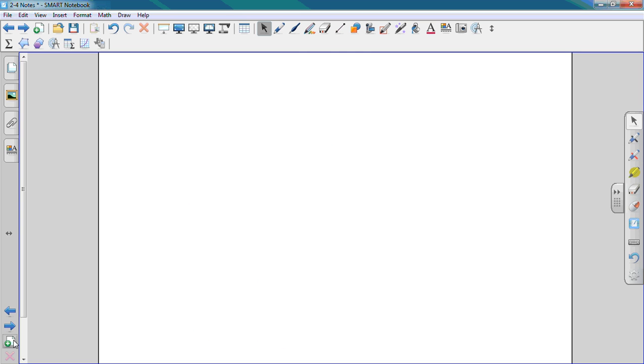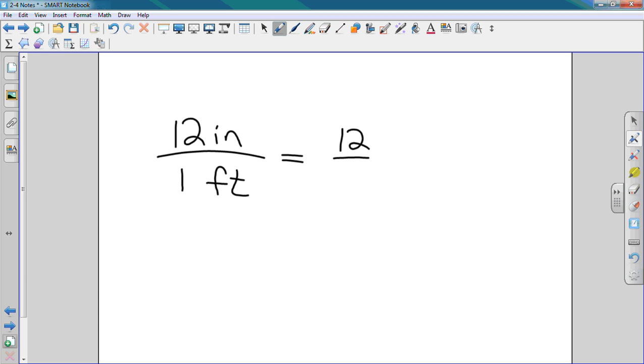Okay, now we need to talk about one other thing. Suppose I have 12 inches, okay, and 1 foot. What's this ratio? 1 to 1. How do you know? Okay. You want to change everything to the same unit. If you can change it, change it. So in this case, I either want to change inches to feet or feet to inches. So it's either going to be 12 over 12, so 12 inches to 12 inches, or 1 foot to 1 foot. Change it to the same unit.